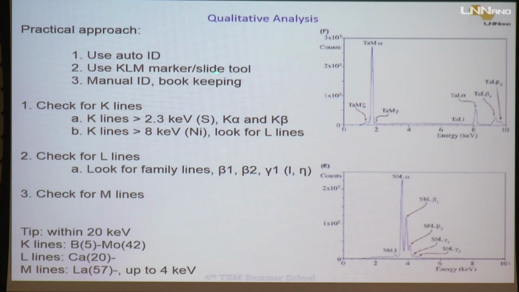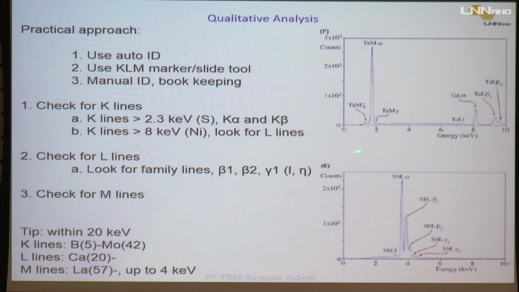There are some slide tools where you find the families of your elements in a slide. And you can do the manual identification using the standard characteristic energy values of each element. You just come with your spectrum and check for the individual lines and the families. If all are there, then you can identify for sure a specific element, okay?